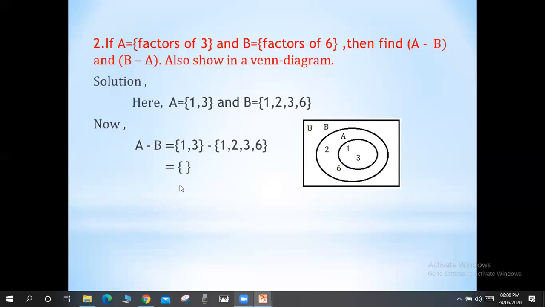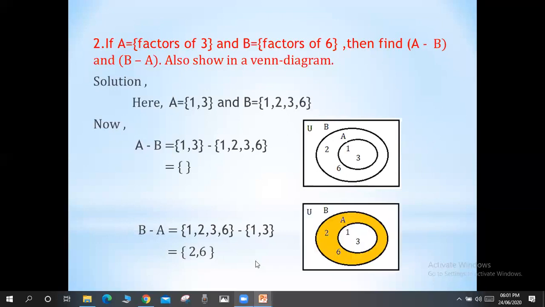Now B minus A. So B minus A is {2, 6}. 1 and 3 are elements of A also, and in B minus A you write only the elements of B. And the Venn diagram is shown on the screen.